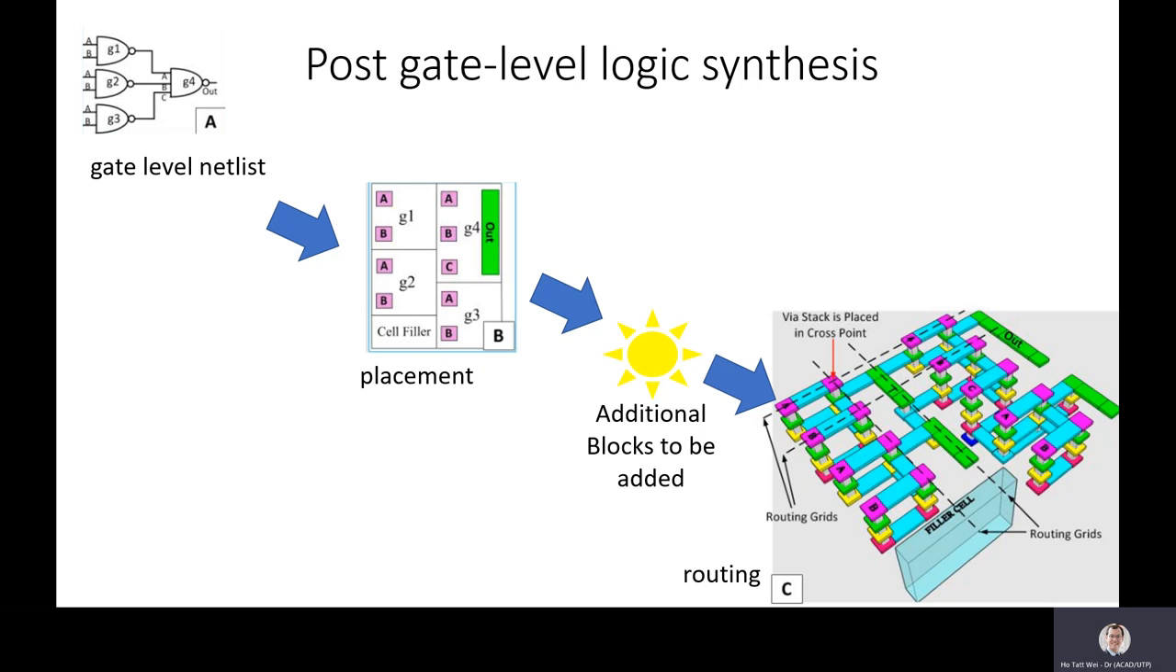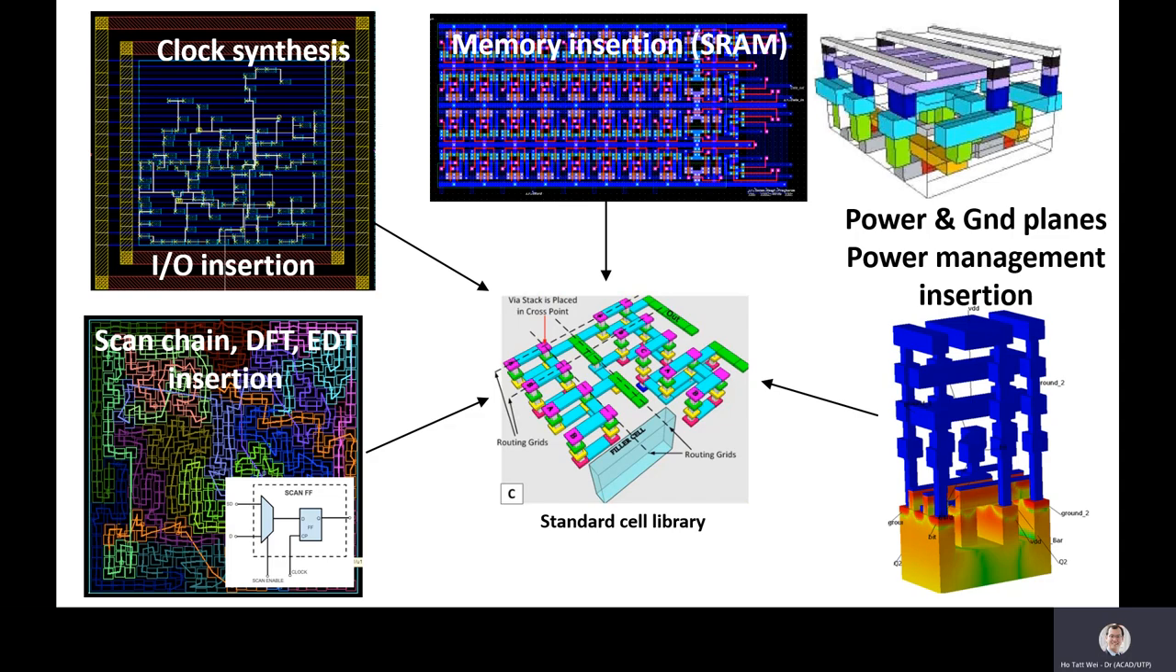The elementary logic blocks are placed on specific coordinates, specific locations in a wafer. Then additional blocks are placed, and we will talk about these blocks later. And the final step is the routing, where all these elementary blocks are connected to each other. The actual dimensions, connections, and positions of the connecting wires or metal layers are created according to the gate level netlist.